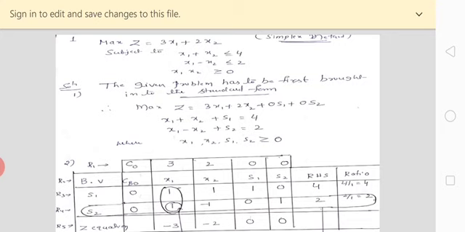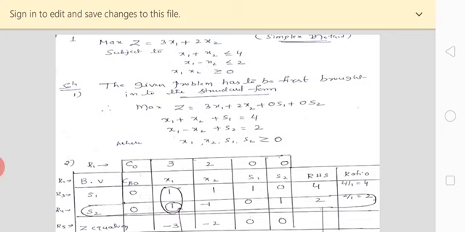Now in this video class, we are going to solve this problem using the simplex method. Just consider the LPP problem they have given. No issue, they have directly given a maximization problem. We don't need to convert anything here.